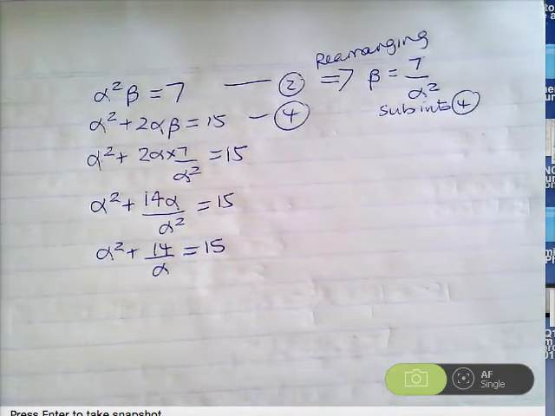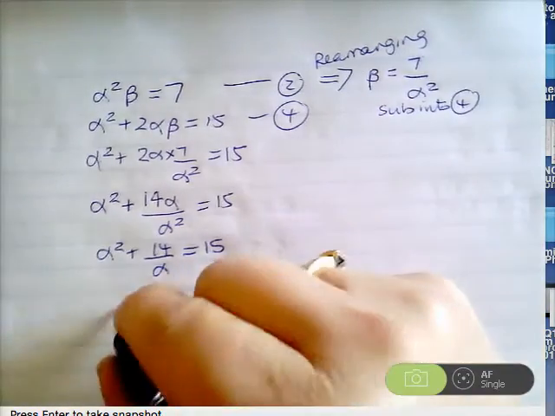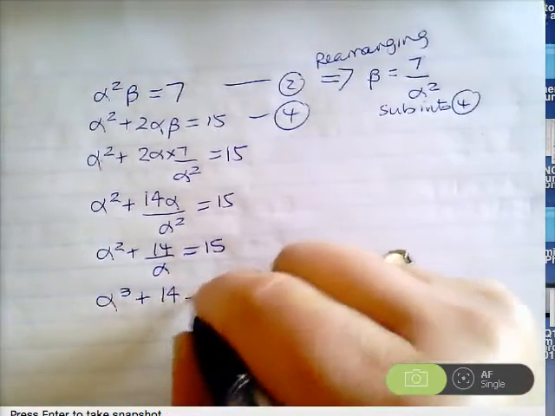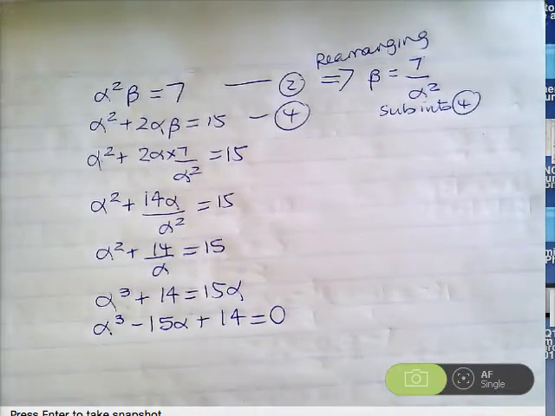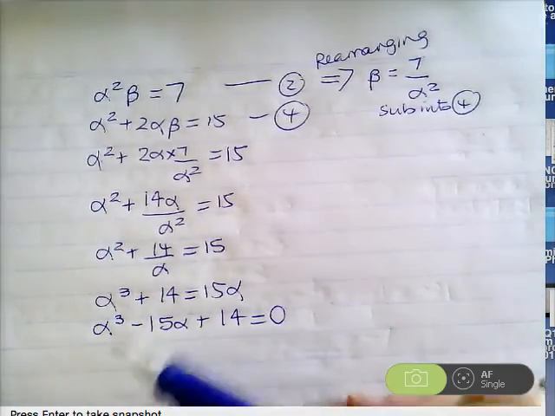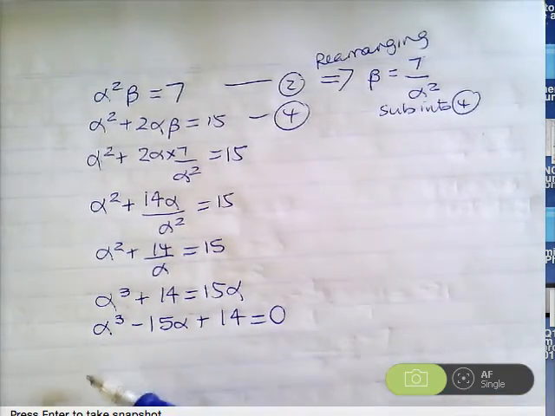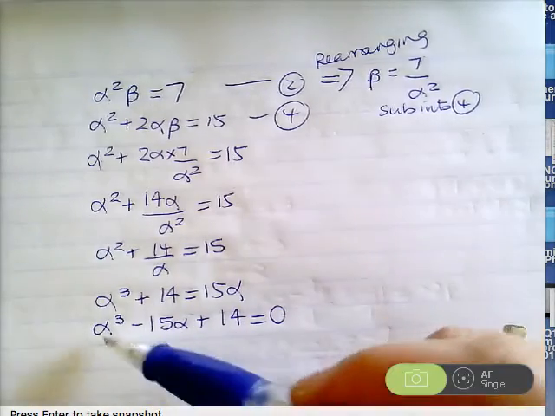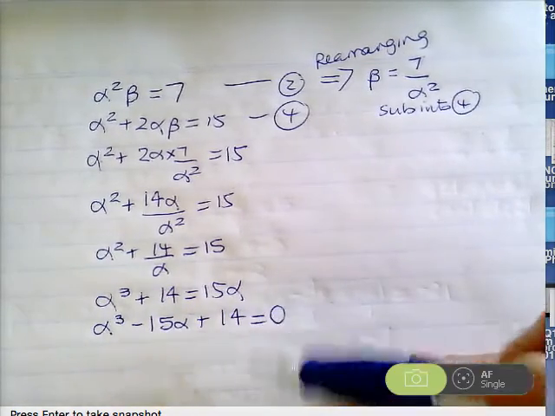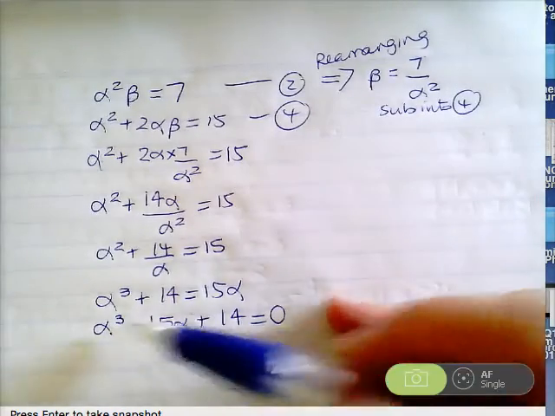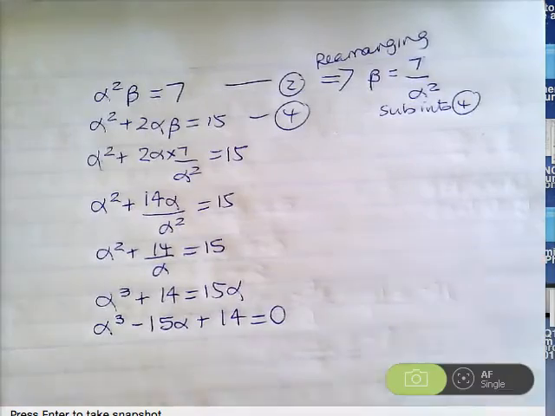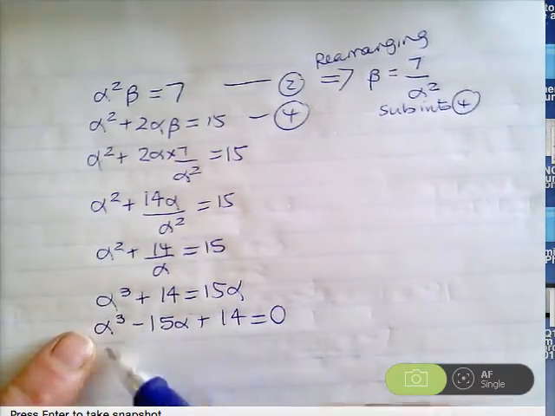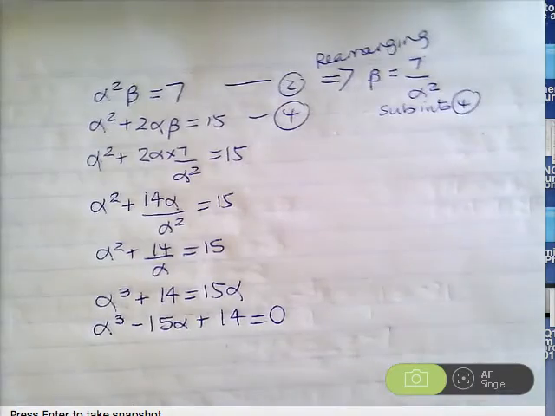I've got a cubic. Even worse. Alpha cubed plus 14 equals 15 alpha. Alpha cubed minus 15 alpha plus 14 equals 0. We need to think back to the polynomials topic. Do you remember when you're looking for the first factor? When you're looking for one of the roots, you do the factors of 14 and you see whether one of those solves the equation. Do you remember that, girls? When we did the polynomials topic and you're looking for your first factor to factorize.